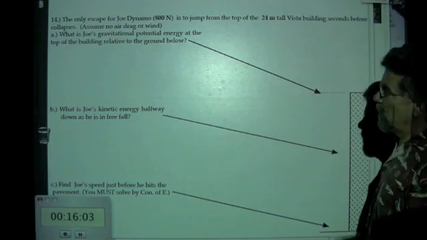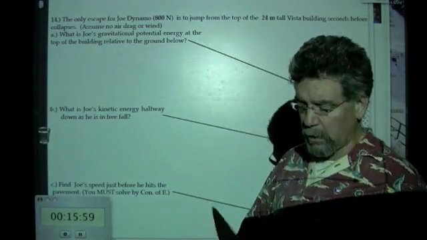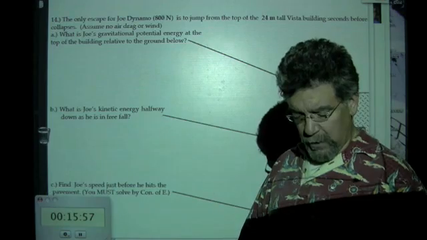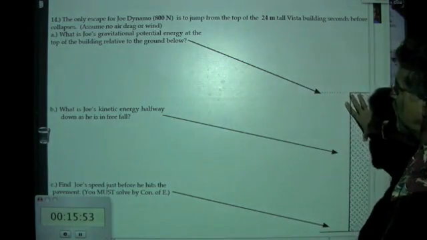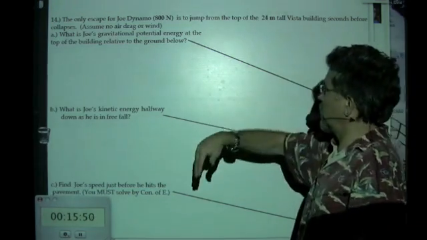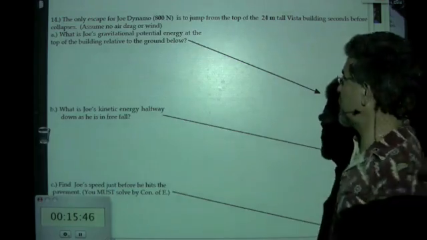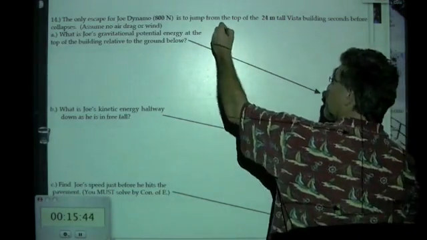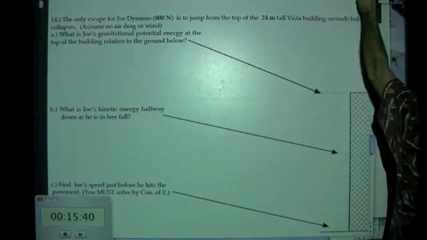Okay, now let's do 14. This is the last long problem, and then we'll just briefly talk about the rest. In 14, Joe Dynamo here is going to jump off the Vista building. And this is really an easy problem if you know anything about conservation of energy.